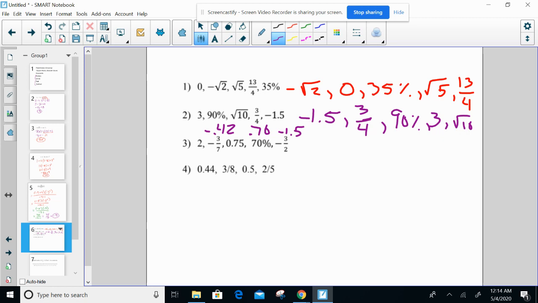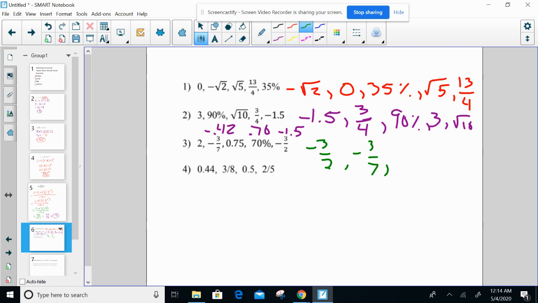All right, and we're looking for the smallest, so they're going to be negatives. Now, what's smaller, negative 1.5 or negative 0.42? Keep in mind, the bigger the negative, the less it is. The bigger the negative, the less it is. So negative 1.5, negative 3 over 2. Then you do negative 3 over 7. That takes care of our negatives.